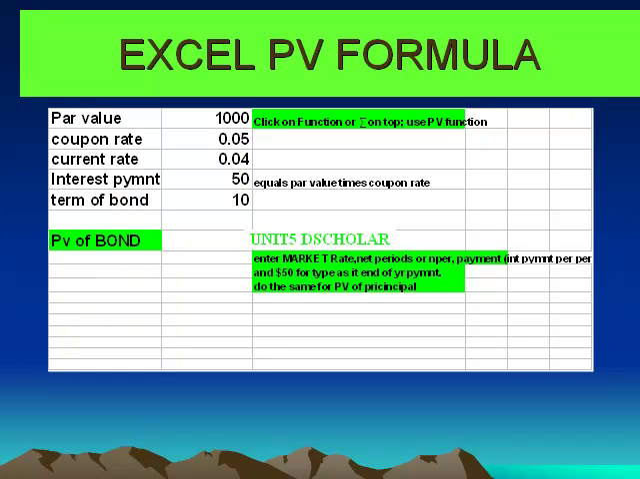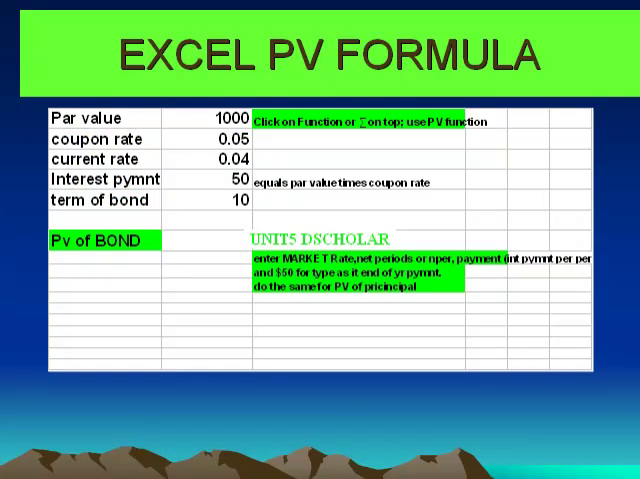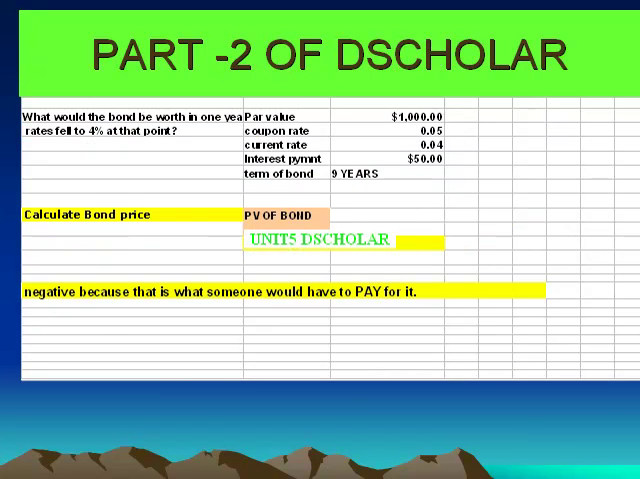Okay, so part 2 of the problem. We did part 1, let's go to part 2 of the problem. In part 2, you have the same par of 1,000. The interest rates are going to fall after 1 year. So now you're discounting, instead of 10 years, your time period has changed to 9 years. You're still going to use the present value function. You can still do it using the tables also, or the formula, simply 50 divided by 1 plus i to the power of 1, and so on till it's only 9 years, not 10.